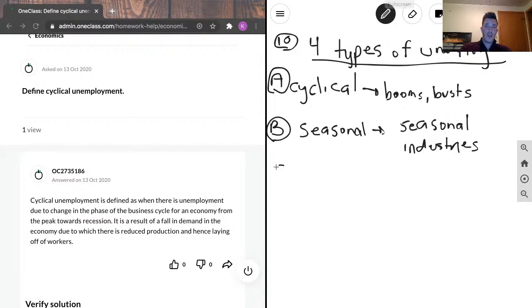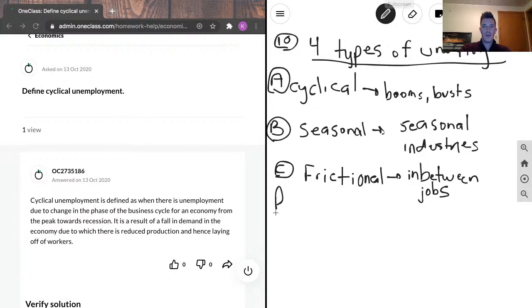There is frictional unemployment. And these are people that are in between jobs. So some examples of that might be you pack up and move to a new city. You haven't found a job yet. You are frictionally unemployed. Another example might be student that has just graduated and has not yet found work. They would be frictionally unemployed as well. Let's say that you are in between jobs.